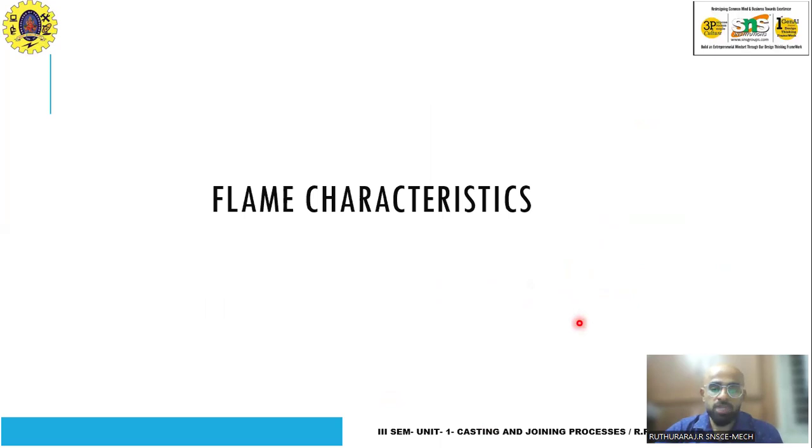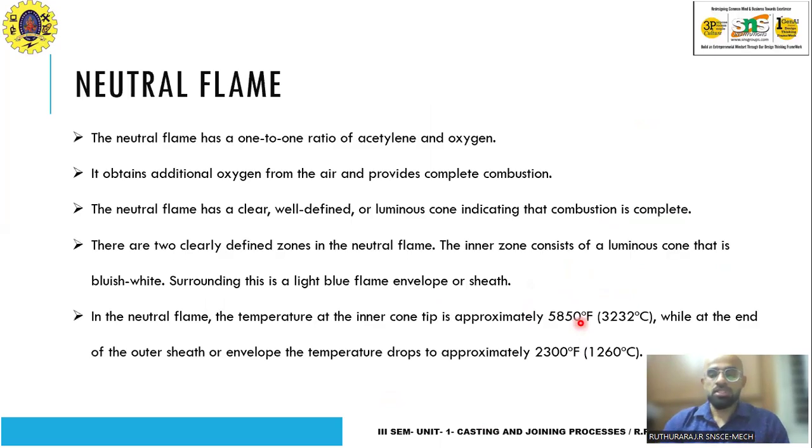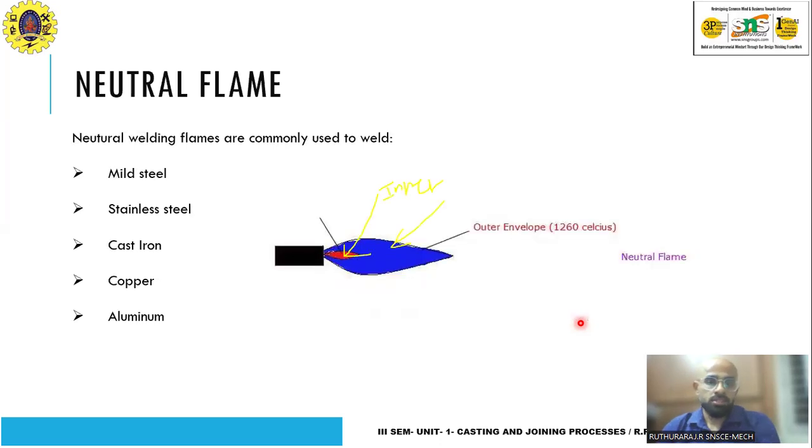There are different types of flame, as I said, based on the composition of fuel and oxygen used. The first type of flame is the neutral flame. As the name indicates, in the neutral flame, both oxygen and acetylene will be in the same composition. For example, if we are taking 50% acetylene, there will be 50% volume of oxygen. This image shows the neutral flame. As you can see, it is a very well defined flame, so the flame can be easily seen. It's used to weld different types of materials like mild steel, stainless steel, cast iron, aluminum, copper, etc.